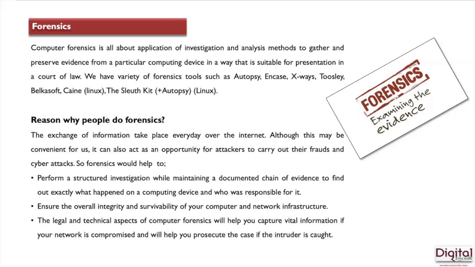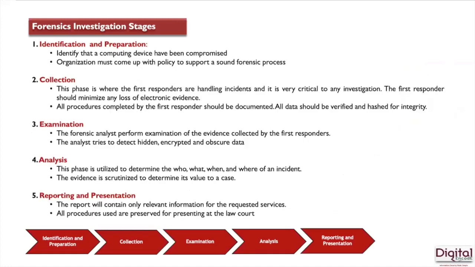Having known all of this, we need to move on to what the investigation process is. We've talked about a documented chain of evidence. For you to have a documented chain of evidence in a way that is presentable in a court of law, definitely you have to follow a process. You cannot just have it all not arranged. It has to follow an investigation process. So we'll go ahead to talk about the five forensics investigation phases. We have identification and preparation, which is the first phase. The collection phase is the second. The examination phase is the third. The analysis phase is the fourth, and then reporting and presentation is the fifth phase.